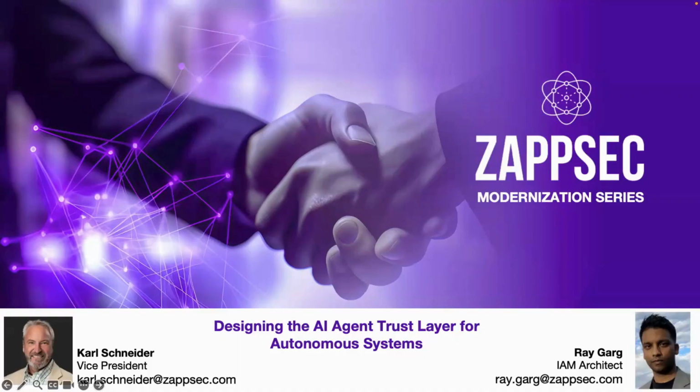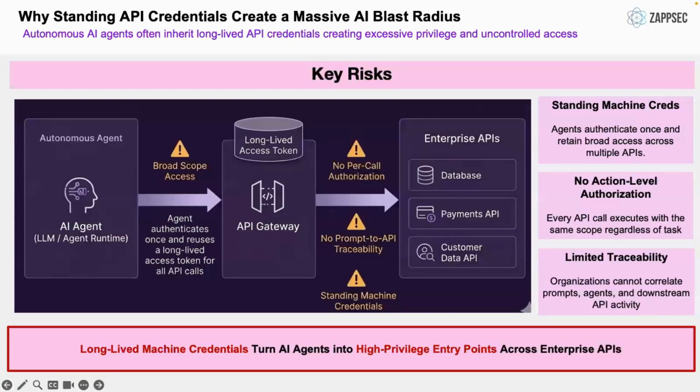So, Ray, we now live in the age where it's completely routine for AI agents to call enterprise APIs autonomously, right? An agent deciding on its own to query a database, maybe update a record, or even initiate a payment. And in most enterprises, those agents authenticate with the same long-lived, broadly scoped tokens that were actually designed for human-driven integrations.